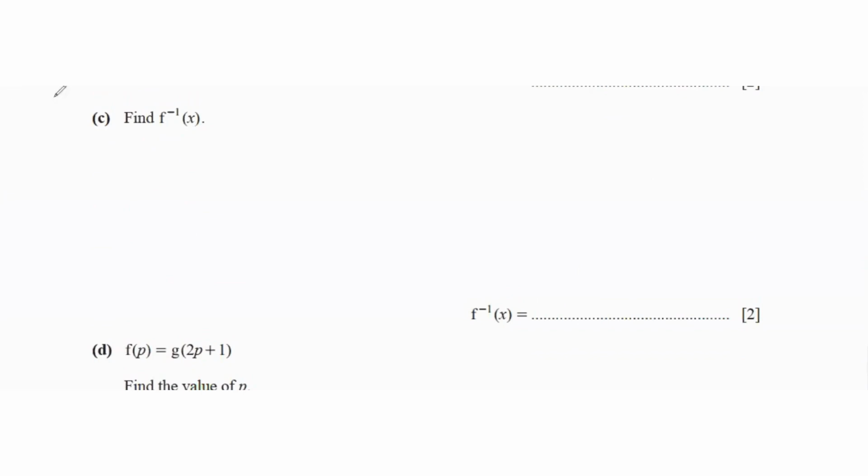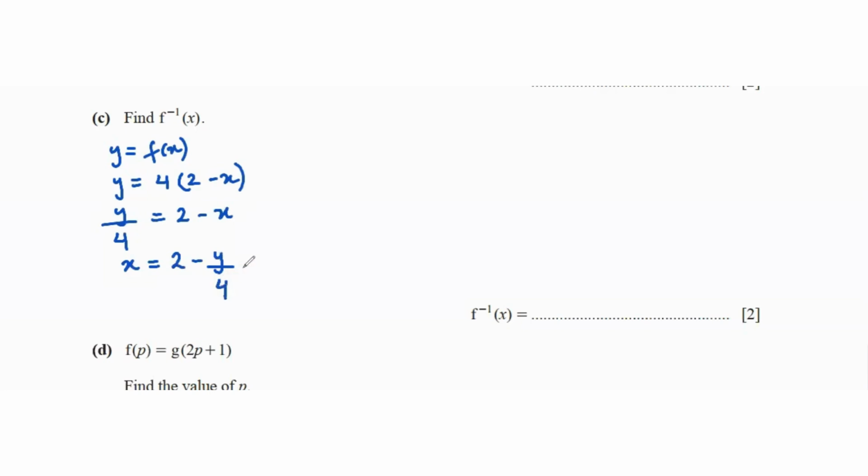Part C says find the inverse of f of x. So put f of x equal to y. That would mean y equals 4 times 2 minus x. Divide y by 4. So y over 4 equals 2 minus x. And then swap x with y over 4. So x equals 2 minus y over 4. And replace x with f inverse of x and y with x. That is it. That's your inverse.